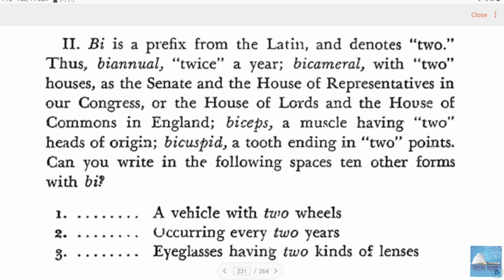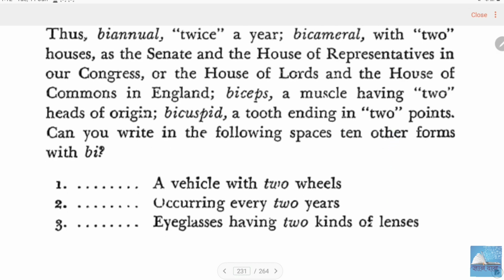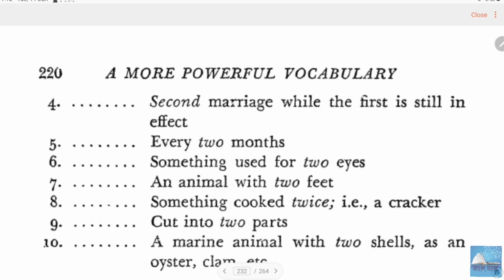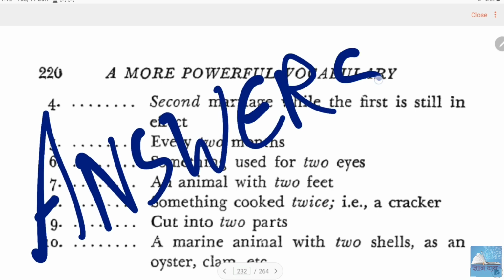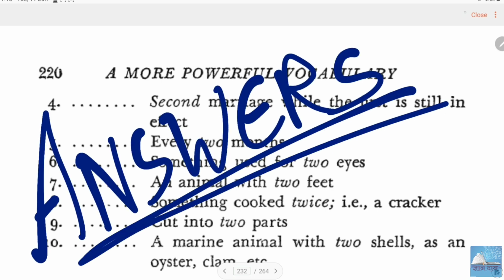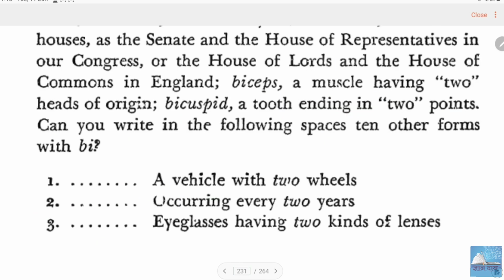Can you write in the following spaces 10 other forms with bi? Pause the video and try answering these. Let us now discuss the answers. Number 1. A vehicle with two wheels. Bicycle. Occurring every 2 years. Biennial.